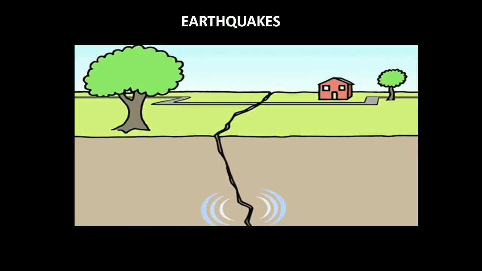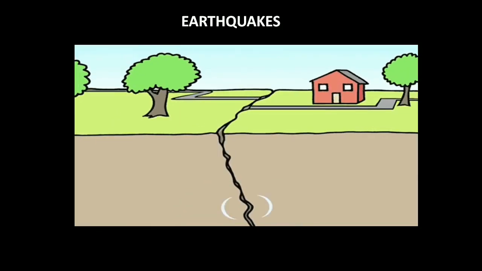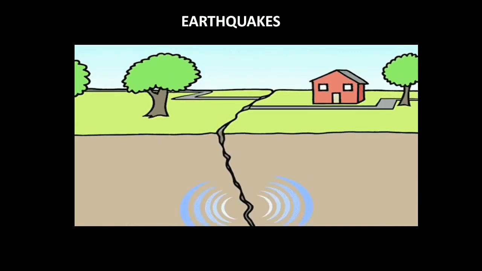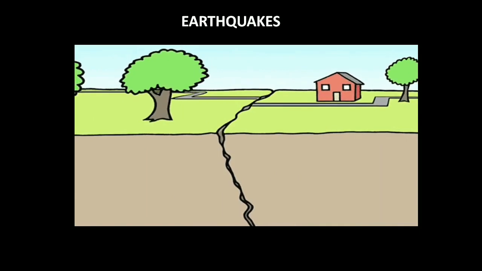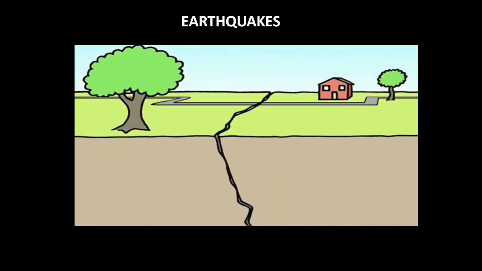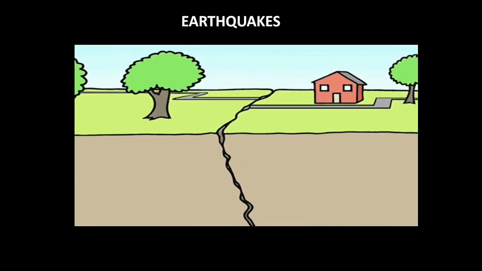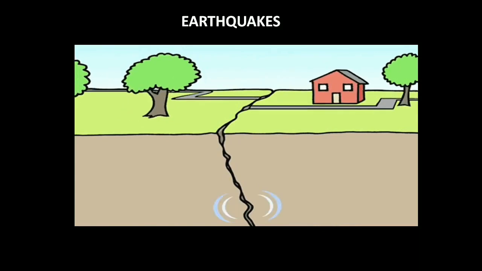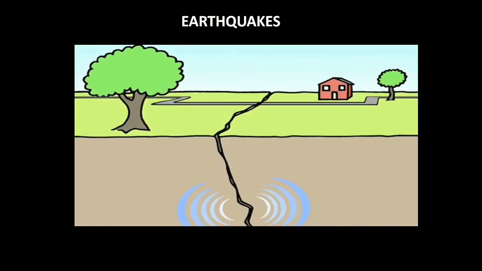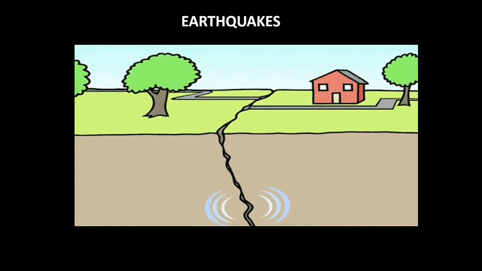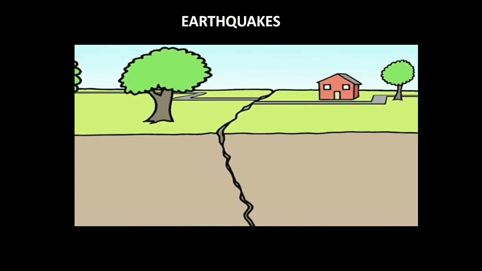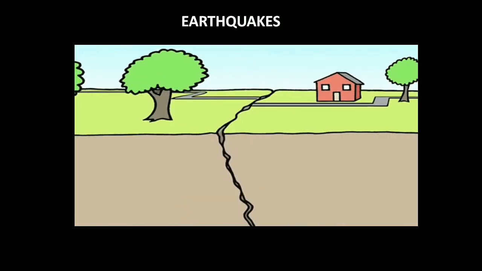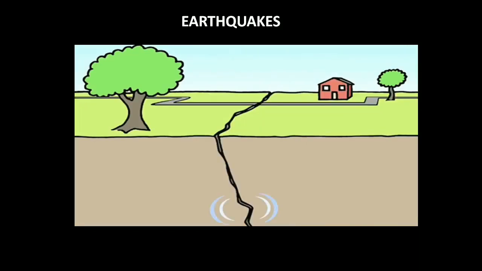Next we have the earthquake. An earthquake is a sudden movement in the earth's crust which causes vibration or shaking of part of the earth's surface. The study of earthquakes is known as seismology. Clear? Scientists who study earthquakes are called seismologists.